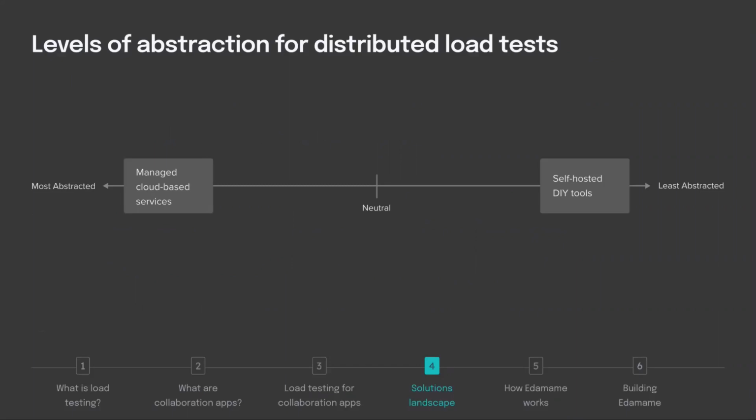So when it comes to distributed load testing for these collaboration apps, there can be very different levels of abstraction. On the left, we have the most abstracted solution, which is managed cloud-based services. And on the right, we have self-hosted DIY tools, which we categorize as least abstracted. Let's start with the former.